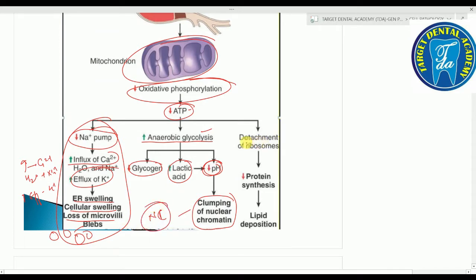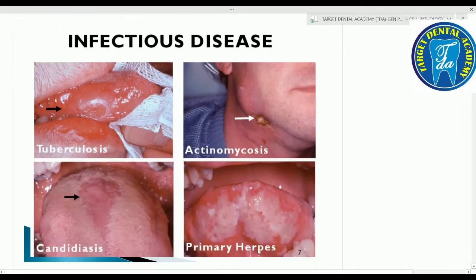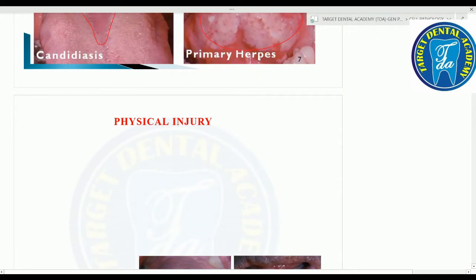Third condition, there is a detachment of the ribosomes, which leads to decreased protein synthesis and finally leads to lipid deposition. Right? The second cause is infectious diseases like tuberculosis, actinomycosis, candidiasis on the tongue, and primary herpes. And the third cause is physical injury.